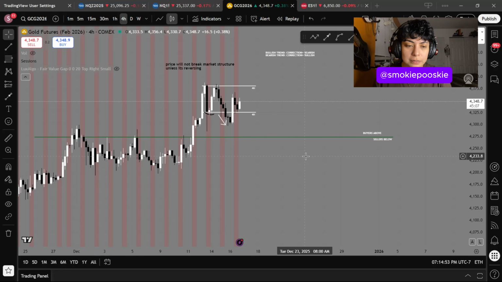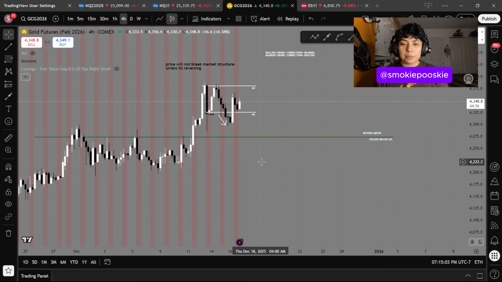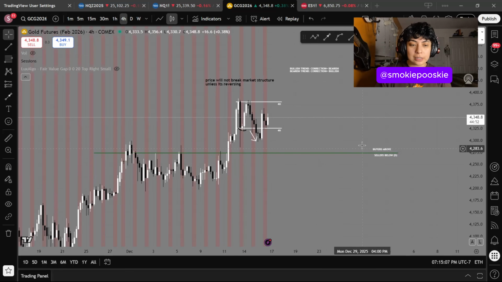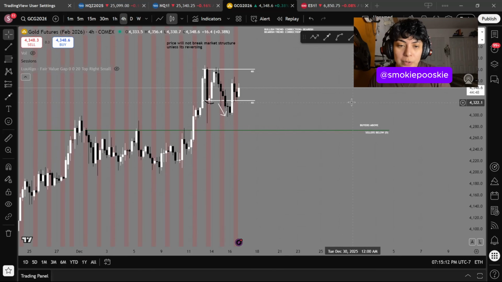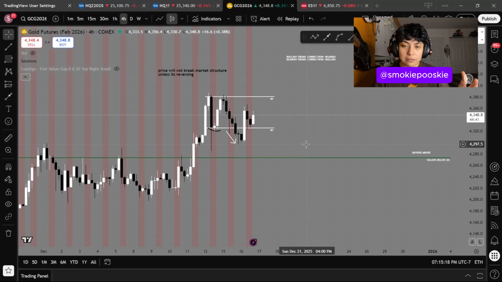That's our daily level. So we know that if we break below this level, then price's market structure is breaking on a higher time frame. So if we're below this level right here, then price is going to be breaking market structure on the daily time frame, right? So that's the only reason why we have that level marked out. And then right here, same thing. We're treating the 4 hour time frame like if it were the daily time frame.